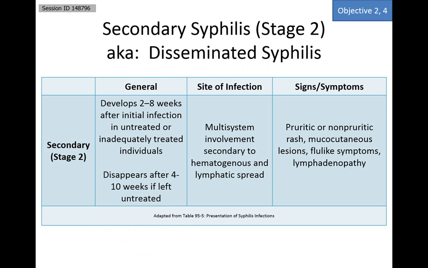All right, secondary syphilis. This is associated with a diffuse rash, mainly on the palms of the hands and the soles of the feet. Those are the most common sites, but the rash can happen on any part of the body. You can have multi-system involvement in the secondary stage, because the bacteria has started going into the rest of the body from the site of infection, or the chancre. So it has started disseminating.